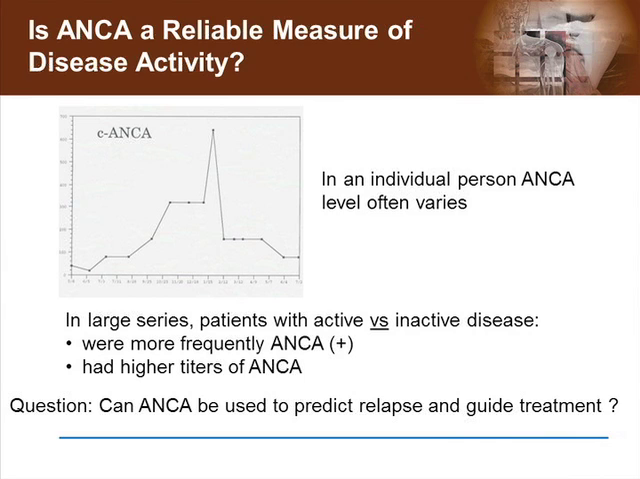It has been found through serial studies that ANCA is not a static test, and in an individual person, the ANCA level will often vary over time. In early large series, patients who had active as compared to inactive disease were often found to be more frequently ANCA positive and have higher titers of ANCA. And this led to the question as to whether ANCA can be used to predict relapse and guide treatment.